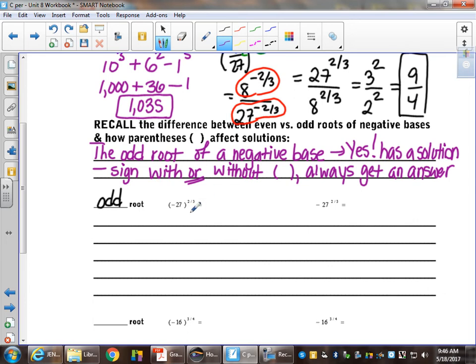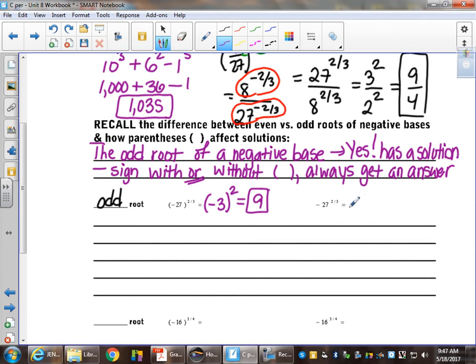Let's do this together. So let's see how this is going to work. Here, the negative sign is inside parentheses or outside? Inside. So how do I read this out loud? What root? Third root of negative 27 is negative 3 squared is 9. So here, I had a negative inside parentheses. Did I still get an answer? Yes.